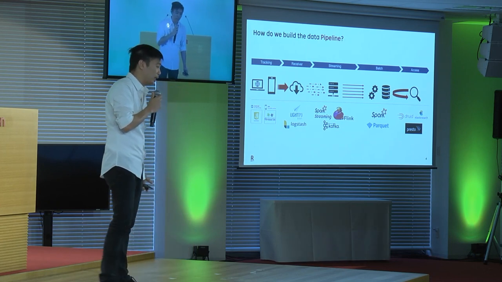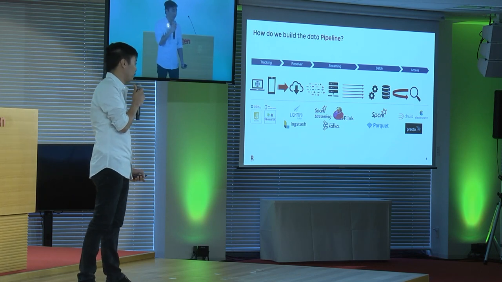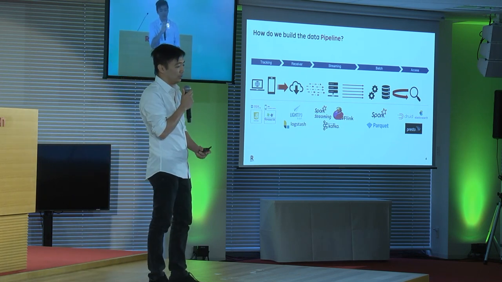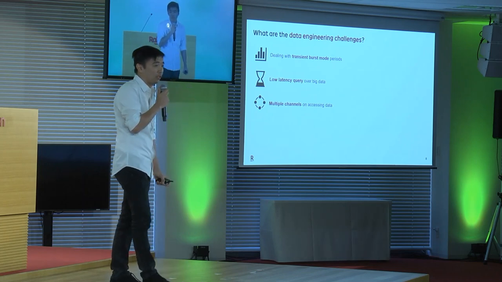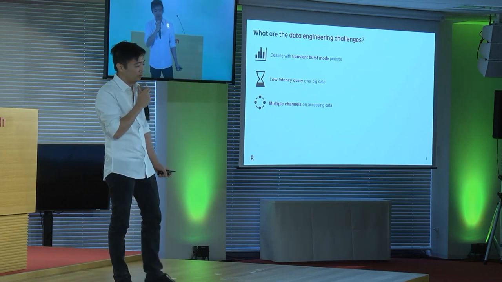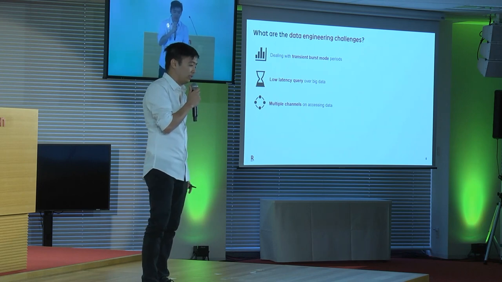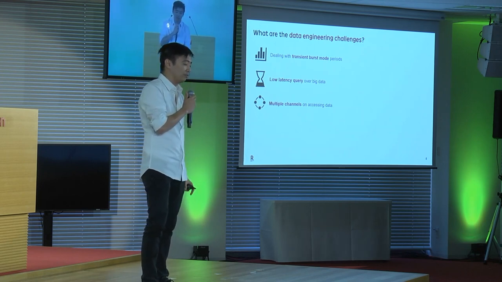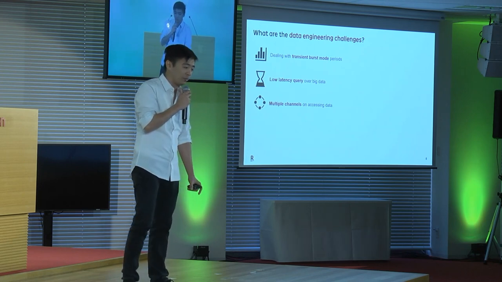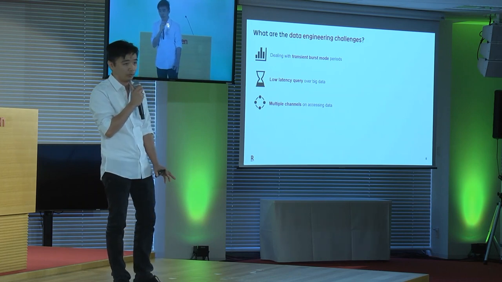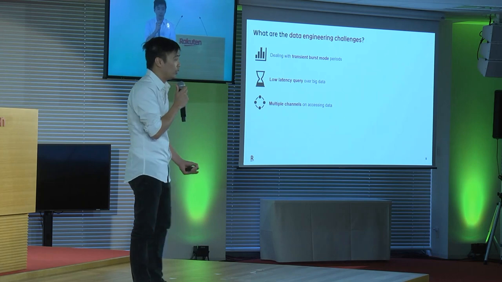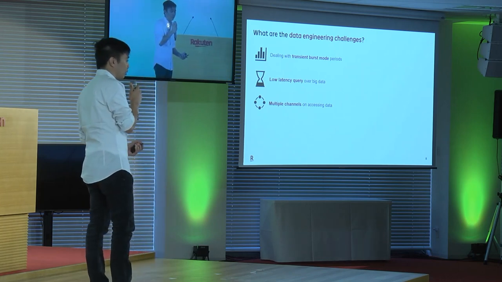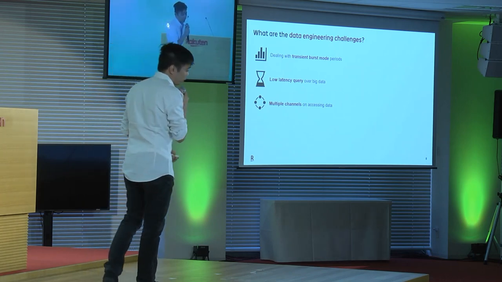So with this pipeline in Rakuten, we strive to push our limits and to improve our system day by day. So what are those challenges we are looking into on a daily basis? First, dealing with transient burst mode periods, low latency query over big data, and multiple channels. These three are equally important to our customers, meaning the customers on other teams from Rakuten.